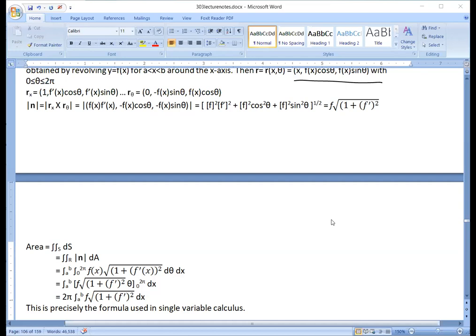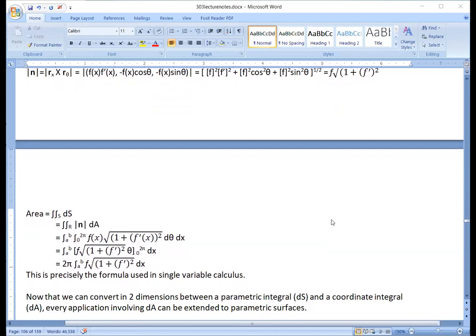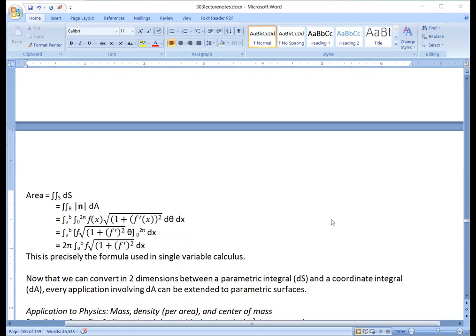So now that we know how to do, in a sense, any scalar surface integral, we can now say that any previous double integral application that we had, we can now do as a scalar surface integral application. So what were some applications that we had before? One that we had was mass, density, and center of mass. And of course, this is in the two-dimensional case.